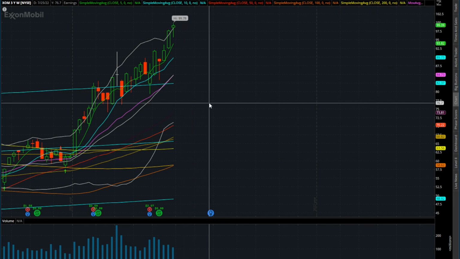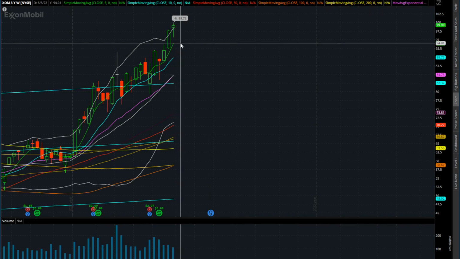The macro flush point on XOM is going to be through $82. $82 is going to be the big move down, but you will have room along the way: 93 to 89, 89 to 84, and 84 to 82. Keep that in mind, because just because the stocks that you're trading are going lower does not mean that everything else in the market is.